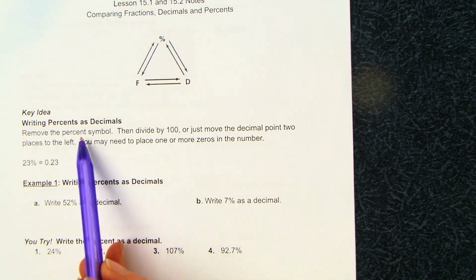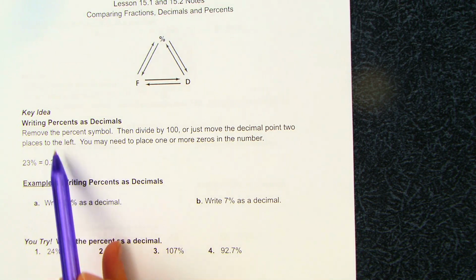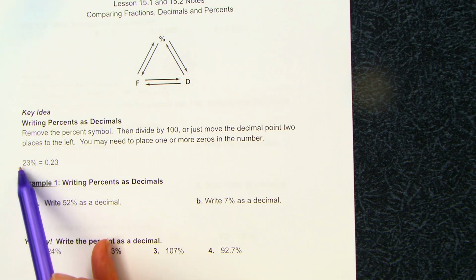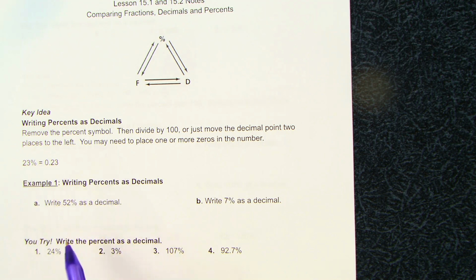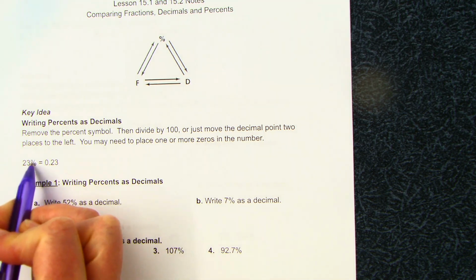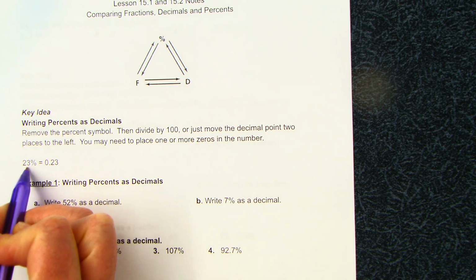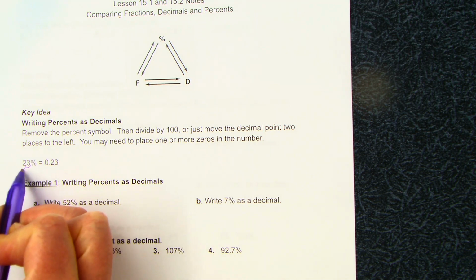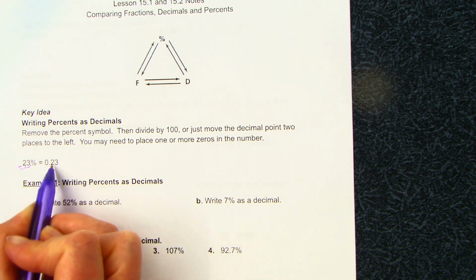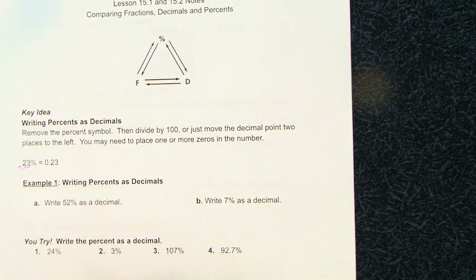To write a percent as a decimal, you first remove the percent symbol, then you divide by 100, or simply you can just move the decimal 2 places to the left. You might need to put 1 or more zeros in the number in order to move it. So for this example, I would take out the percent symbol and I would move my decimal back 2 places to the left. So 23% turns into 0.23 or 23 hundredths.